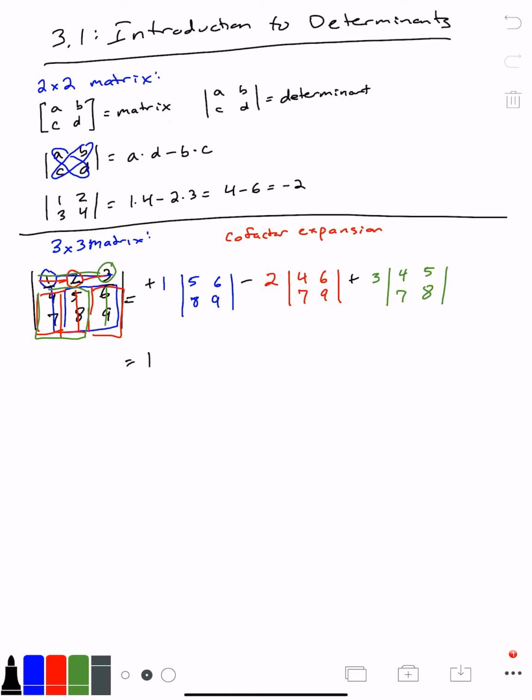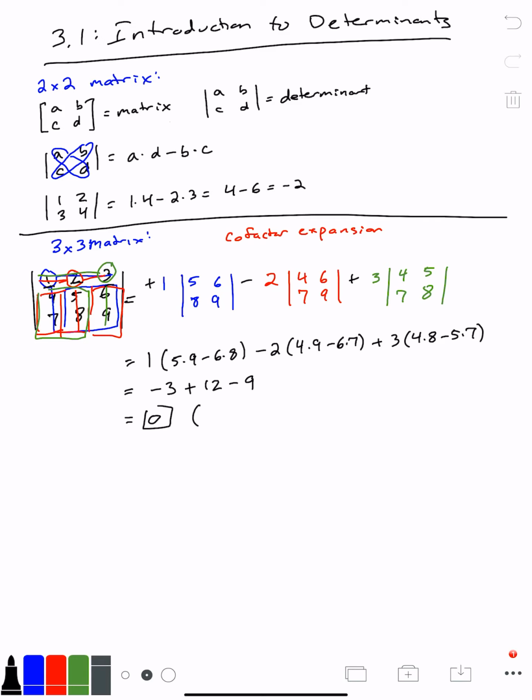And so this would be 1 times, now we do our 2 by 2 rule, 5 times 9 minus 6 times 8, minus 2 times 4 times 9 minus 6 times 7, plus 3 times 4 times 8 minus 5 times 7. Let's see, 45 minus 48 is negative 3. Then 36 minus 42 is negative 6, times negative 2 is going to be plus 12. Then 32 minus 35 is negative 3, times 3 is minus 9. And lo and behold, we get determinant 0.